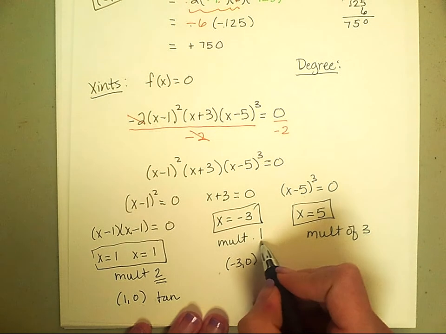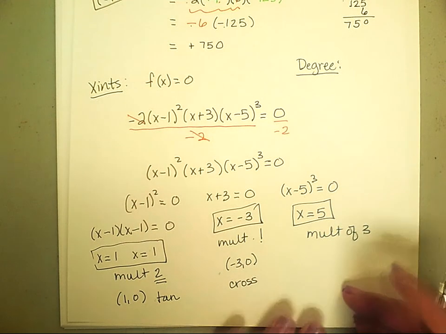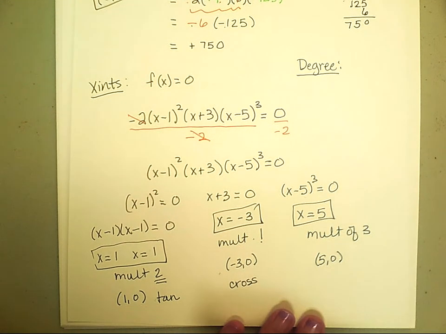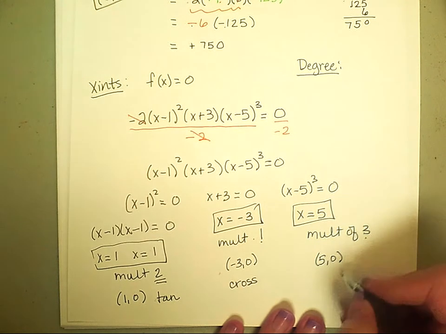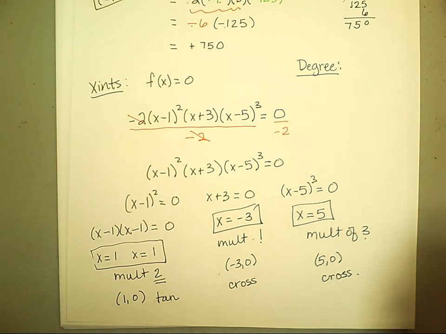This means negative 3, 0 is an x-intercept. Because the multiplicity is odd, it will cross. This means 5, 0 will be an x-intercept. This multiplicity is odd, so it will also cross.